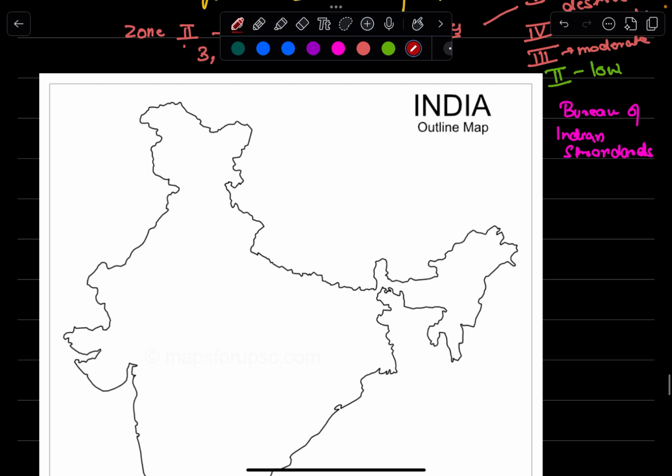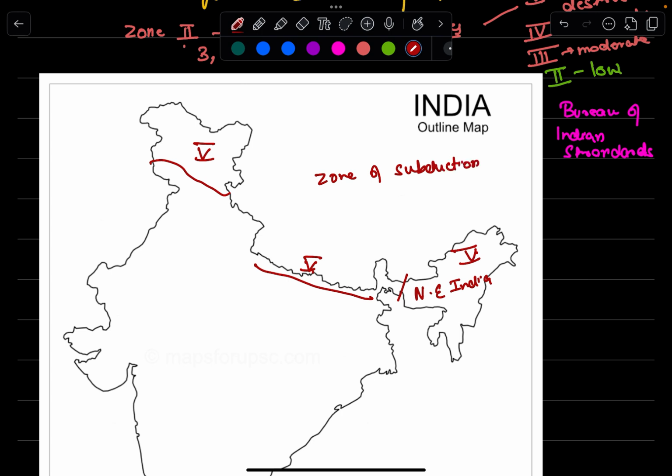Most of the Himalayan region and almost the entire northeast India lies in zone 5, because this is a zone of subduction between the Indian plate and the Eurasian plate. So most of the Himalayan region is either in zone 5 or in zone 4, but the entire northeast India, 95% of it, lies in zone 5, the most destructive one.